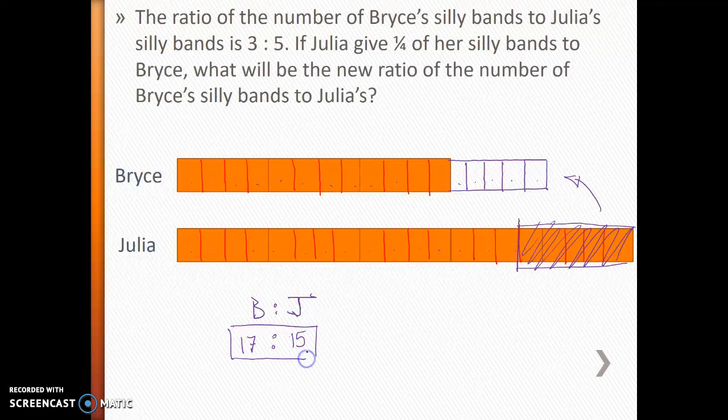And let's just check back and make sure that we answered the question. Let's just go back to our word problem. It says, what will be the new ratio of the number of Bryce's silly bands to Julia's? And yep, we sure did. Okay.